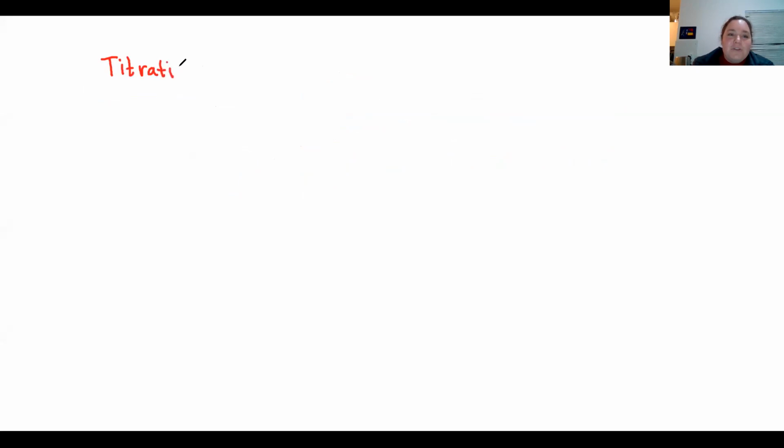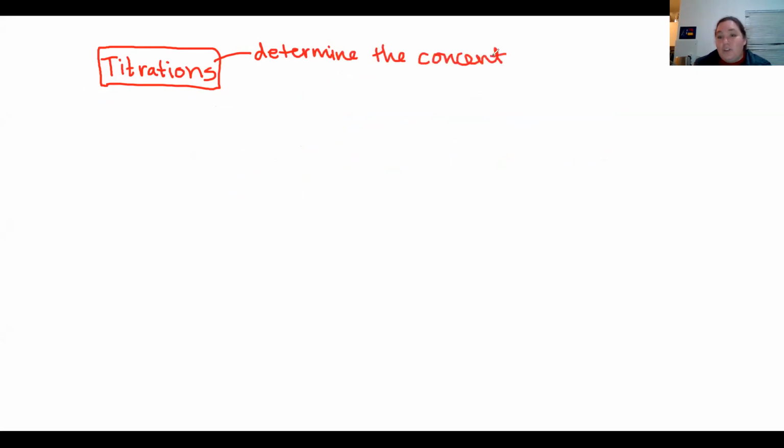Okay, so the first thing is most of you should have done a titration already. And the whole purpose of a titration is actually to determine the concentration of a solution whose concentration we don't know.